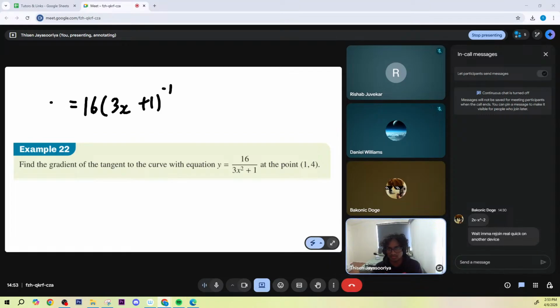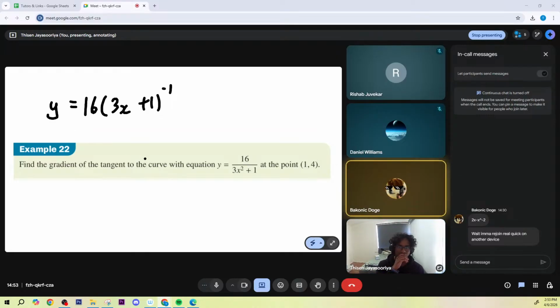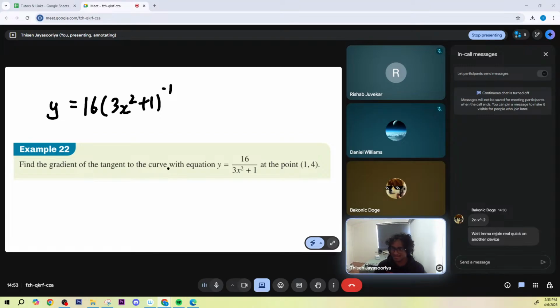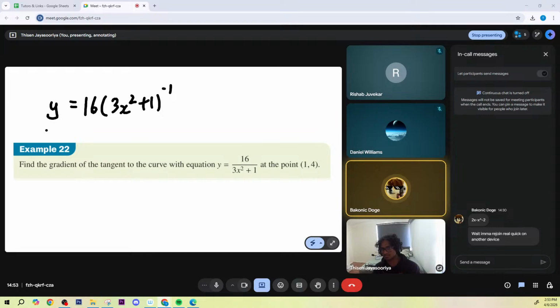Is that what you said, Joe? Yeah. Okay, and you're missing the squared, but yeah. My bad, gang. You're right. So here, actually, I'll ask you, Joe. What would you let u equal to here? I'd probably let u be 3x squared plus 1 would be equal to u.